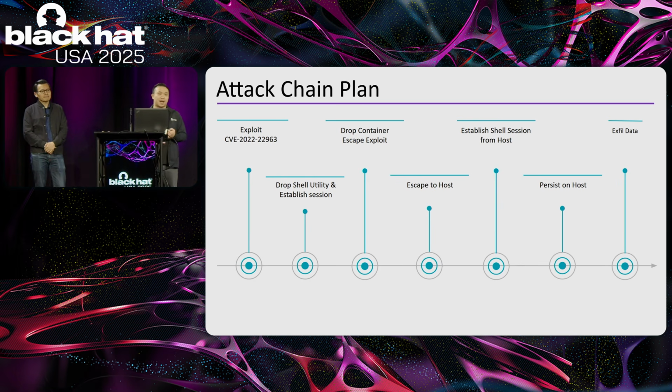This vulnerability allows a user to provide a crafted SpEL, which is Spring Expression Language, using routing functionality to execute commands on the container. Then I use an exploit request to execute a wget command to drop a shell utility onto the container and establish a shell session from the container. After I have a shell session from the container, I will drop the cgroup release agent container escape exploit and then execute it to escape out to the host. Then I'll establish another shell session from the host, persist on it with just a cron job, and then exfil data.